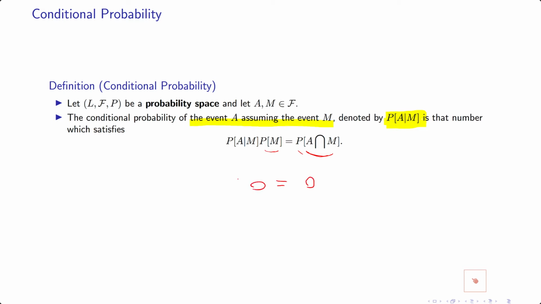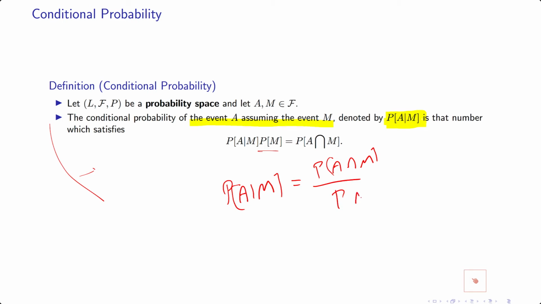So this definition disappears. Conditional probability is well defined only when the probability of M is not 0. In that case, if this is not 0, I can divide both sides by the probability of M, and I will get the probability of A given M equal to the probability of A intersection M divided by the probability of M. Obviously, you could have defined the probability of M given A, which would have been slightly different from this one.